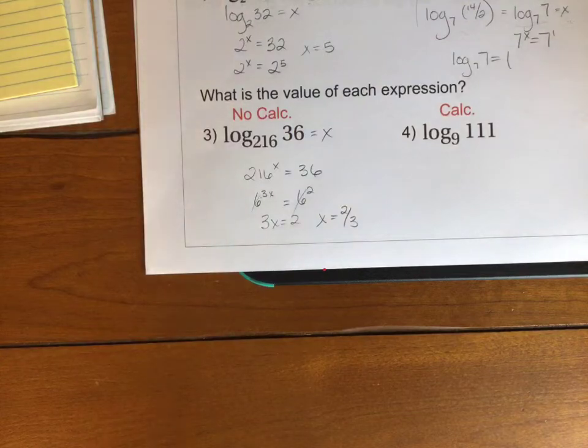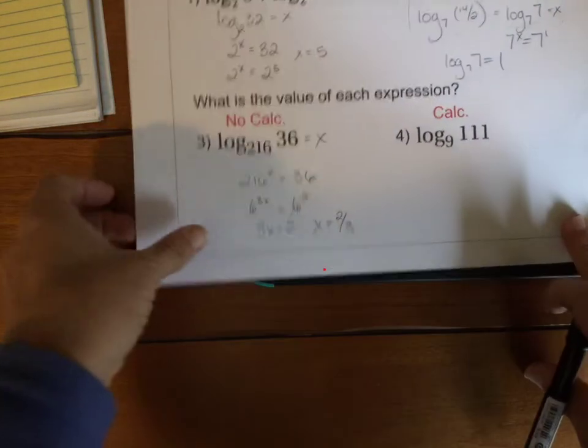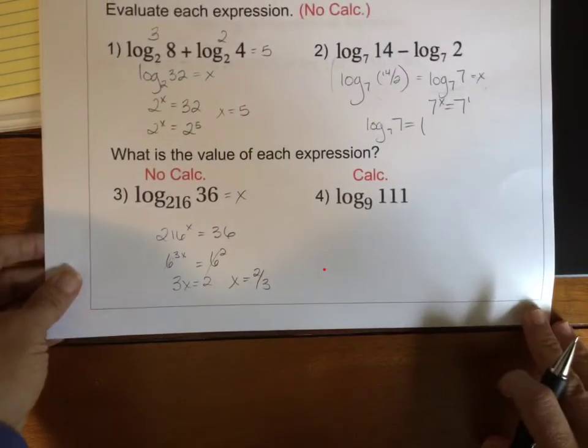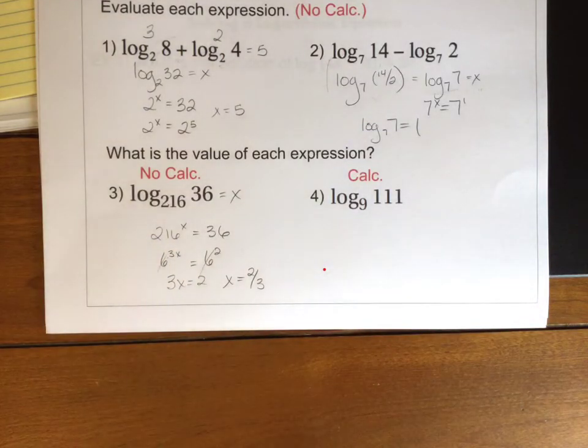And then you could put it in your calculator, and if you put it in the calculator with the change of base formula, you would see that you got 0.666 repeating.